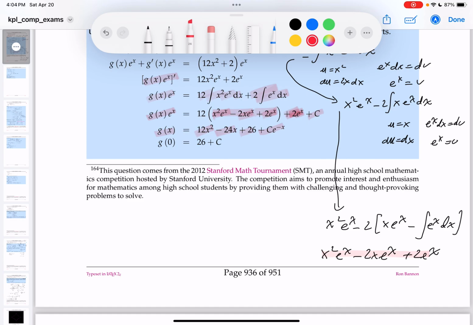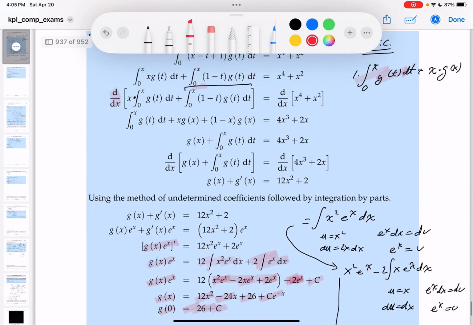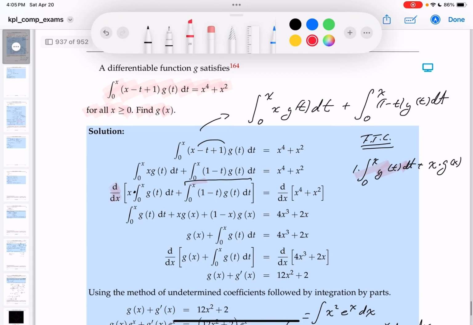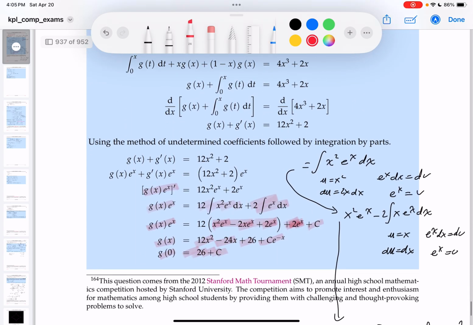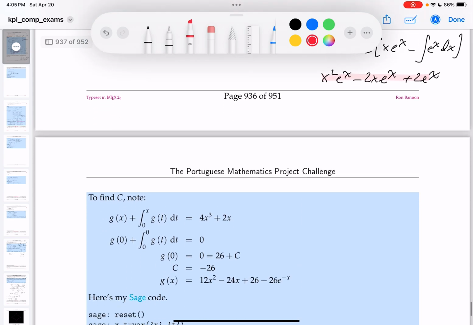And then the next thing I did was I simply said, oh, g of 0, because I wanted to see if I could figure out what the c is. But I don't know what g of 0 is, right? But I could write that down, g of 0, because I said it's going to be true for all x greater than or equal to 0. I'll just write it down. So I know g of 0 equals 26 plus c. So what I did, I went back to the original problem, and I just plugged in x is 0, by the way.